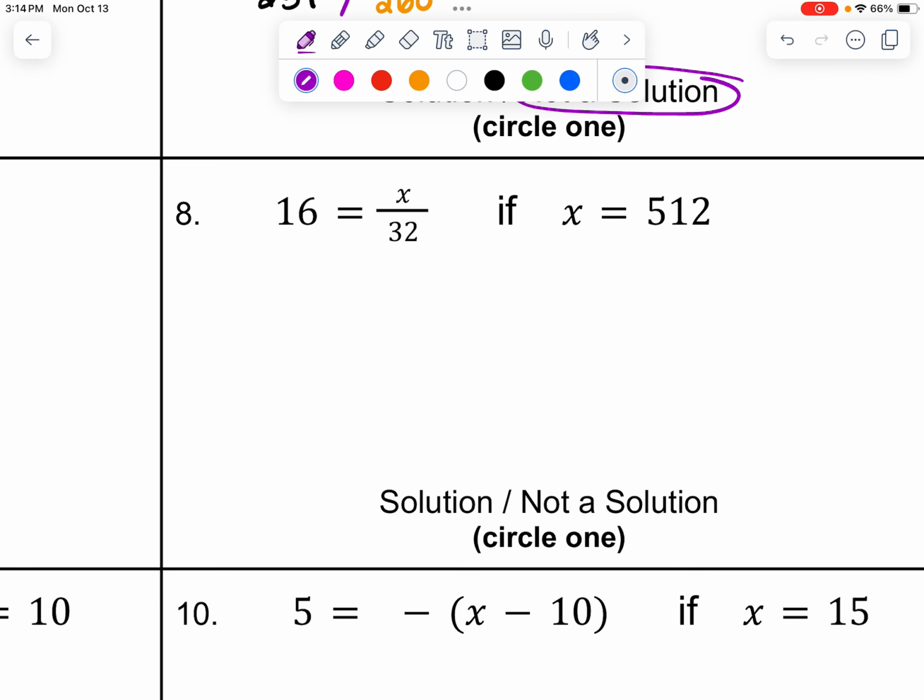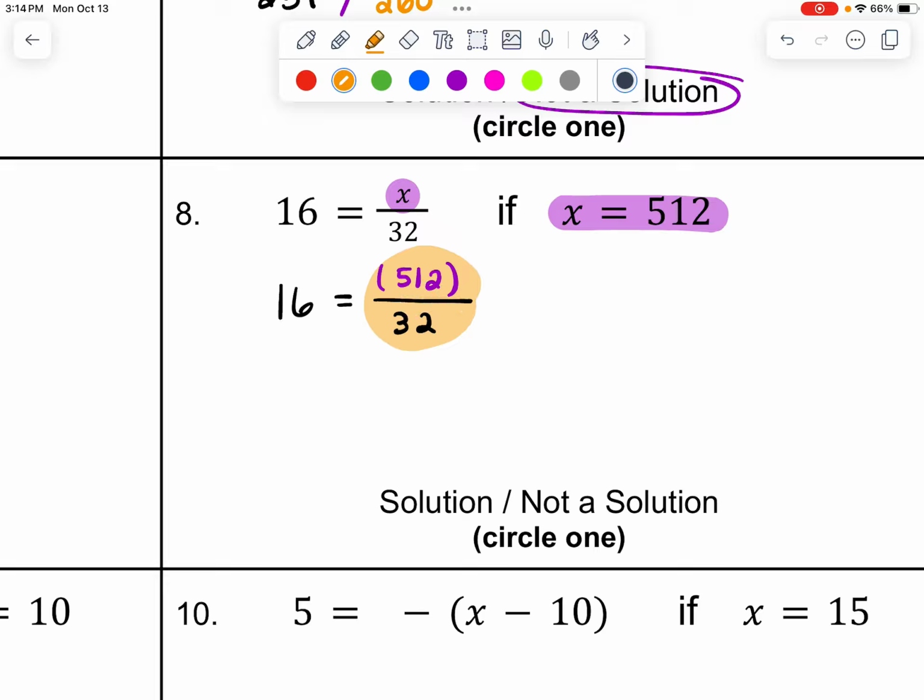Number 8. Here is my variable, here is my value. First, I will copy the 16 equals, now I will substitute. Now I will type in the right side. 512 divided by 32 is 16. These are equal, so we will say solution.